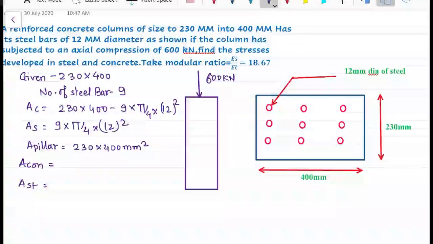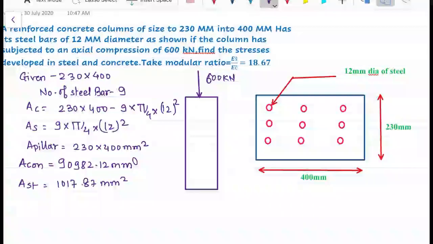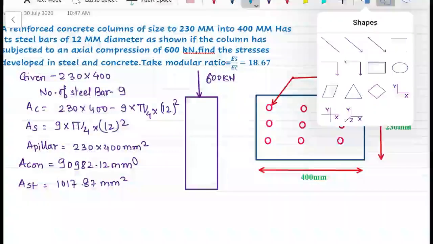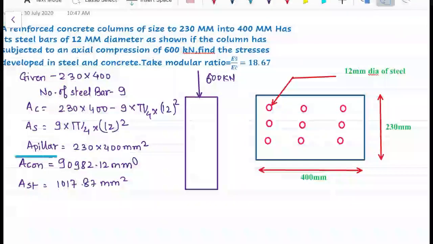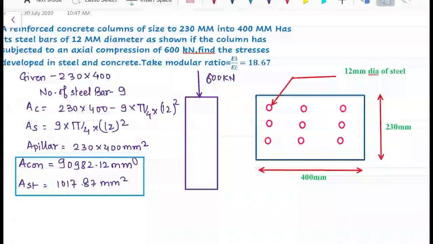So if we solve this, we will get the area of concrete and the area of steel. The cross section area of steel should be 1017.87 mm square. What about the area of concrete? It will be 90982.12 mm square. Okay, so this is the data we calculated from the given data.